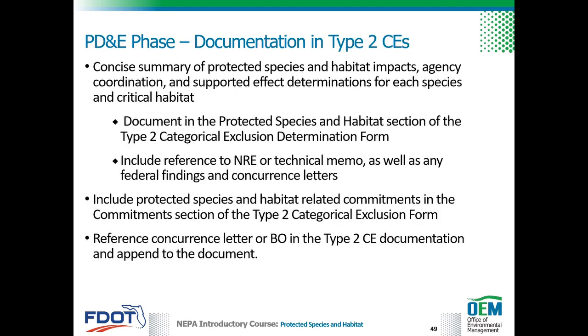If the project is a Type 2 CE, documentation includes a concise summary of protected species and habitat impacts, agency coordination, and supported effect determinations for each species and critical habitat, and dates of agency's concurrence. This information should be added to the protected species and habitat section of the Type 2 categorical exclusion determination form. Please note that this form is completed in SWEPT. Any protected species and habitat-related commitments should be included in the commitments section of the form.